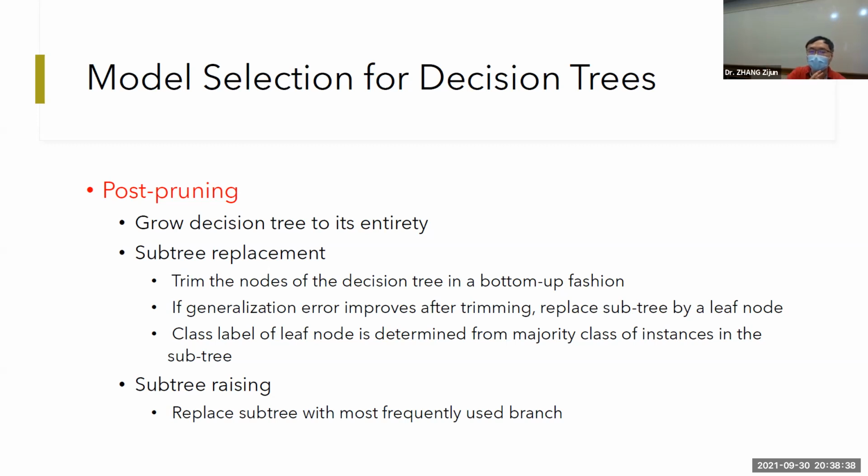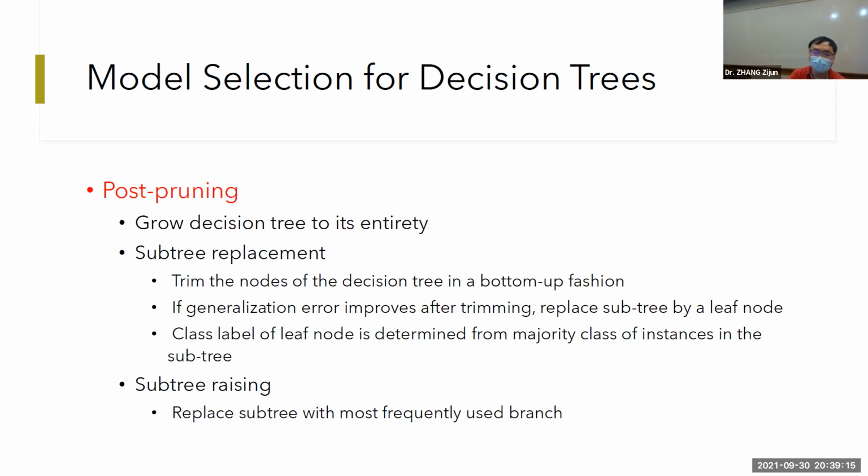So if you think some of the nodes do not bring any advancement, you can cut it, drop it. So you cut the nodes. If you find out that the generalization error can improve after cutting those nodes, then you can replace that subtree by a leaf node. And the class label of the leaf node is determined from the majority class of instances in that subtree. Okay, that is the subtree replacement.